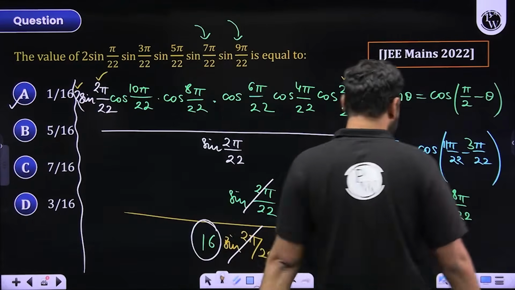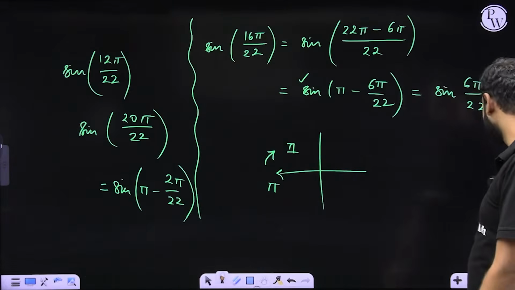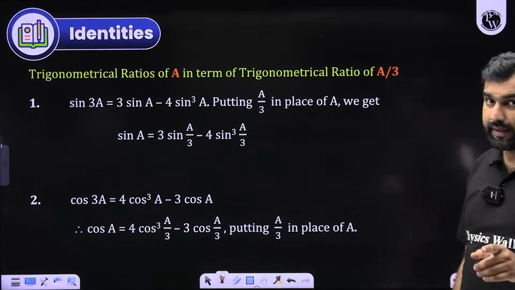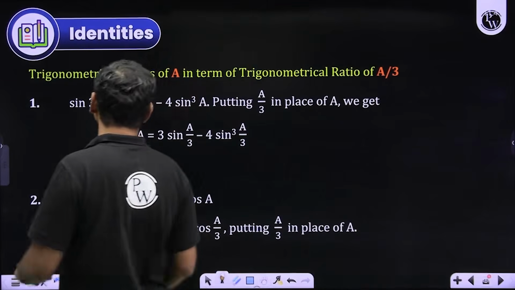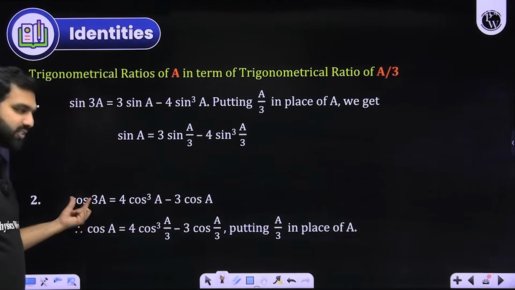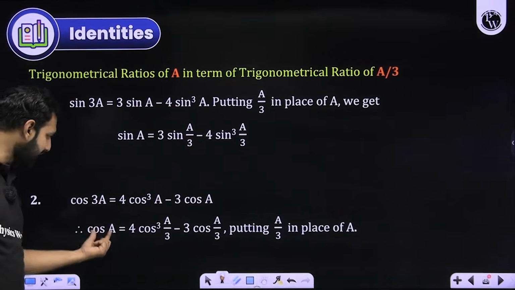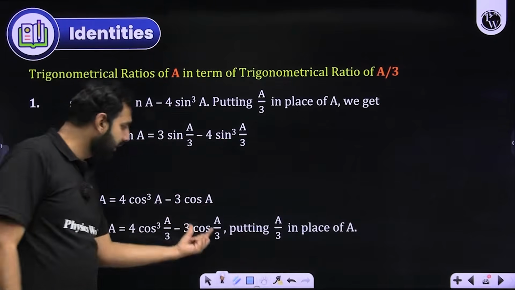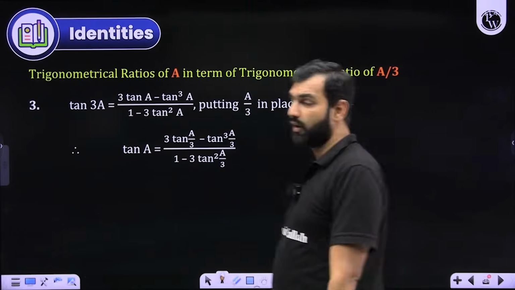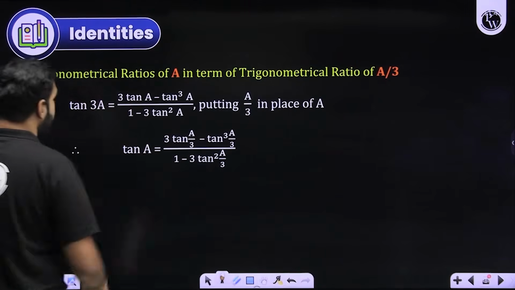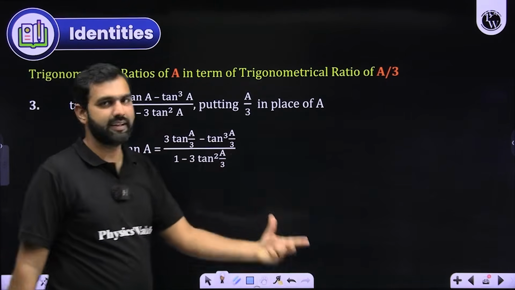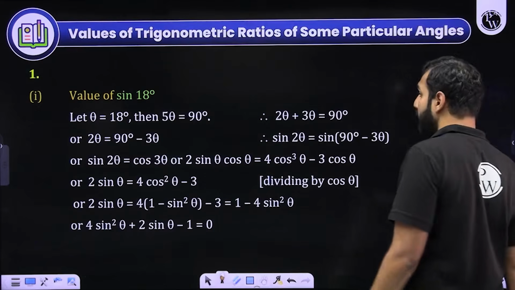If this particular question is understood by you all, let us move ahead with the next set of identities, which are sine 3a, cos 3a, and tan 3a, where again, instead of 3a, if I replace them by a, sine a can be 3 sine a by 3 minus 4 sine cube a by 3. Cos 3a, when 3a is replaced by a, cos a will be 4 cos cube a by 3 minus 3 cos a by 3. These are some standard results. The same you could do with tan 3a as well. So in tan 3a, you replace 3a by a. In that case, you write tan a is 3 tan a by 3 minus tan cube a by 3 upon 1 minus 3 tan square a by 3. So do remember these results.